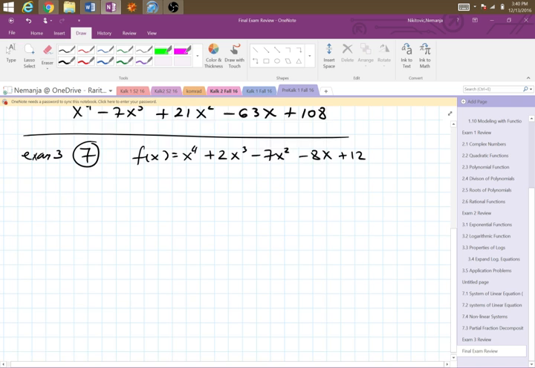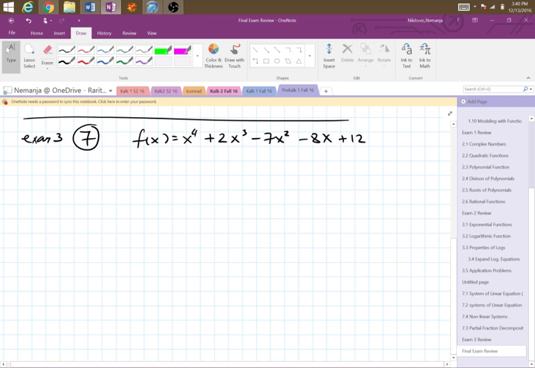So we start first with the list of rational zeros. It's 12 divided by 1, so the possible rational zeros, p over q, are all numbers that divide 12: plus minus 1, plus minus 2, plus minus 3, plus minus 4, plus minus 6, plus minus 12. So that's 12 numbers.